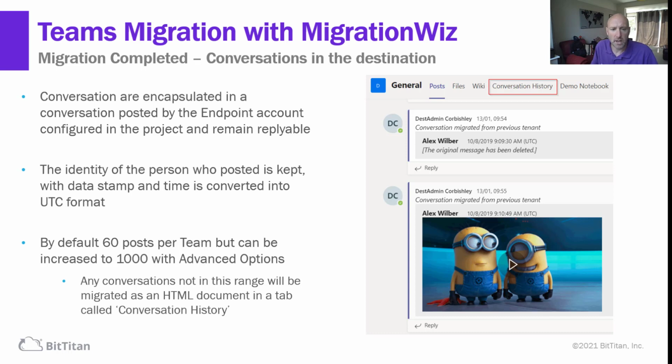So that's very useful for historical information. Now, by default, we actually migrate 60 posts per Teams, but this can be increased to 1,000 with advanced options, meaning that if you've got 10 teams, that would be 100 posts per team. But if you have more conversations than that, then we will write those additional posts into an HTML document behind a conversation history tab, which you can see in the slide deck there.